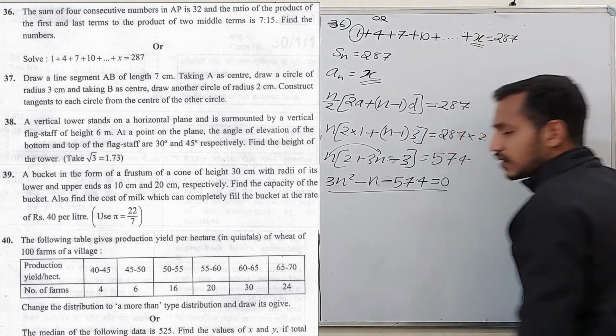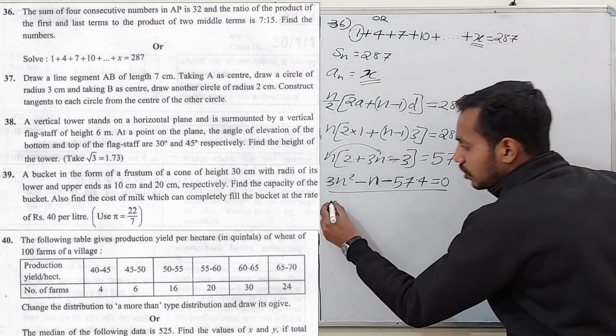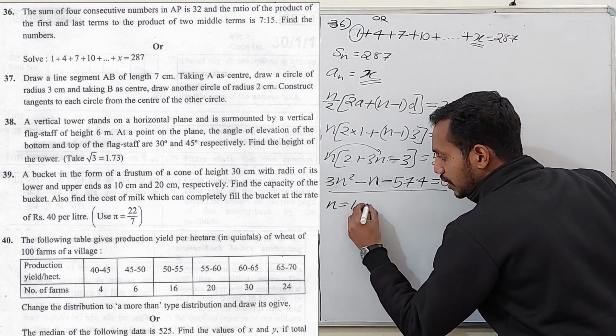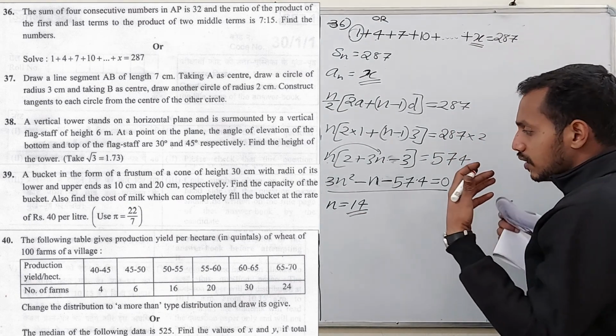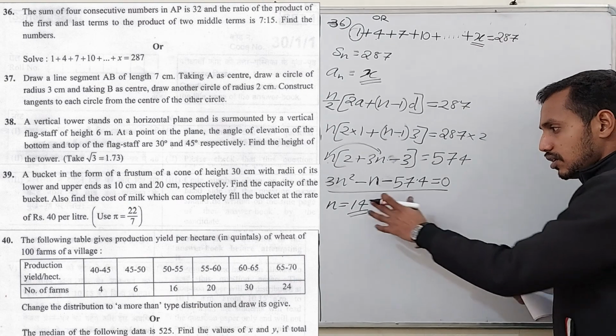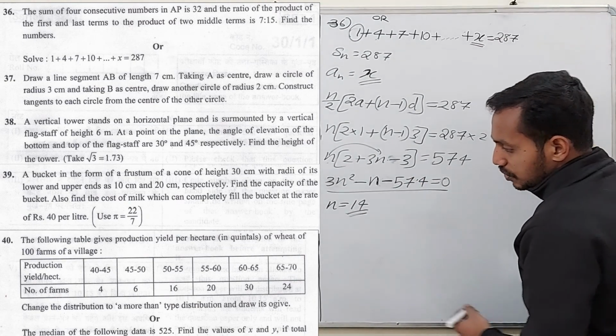Now we have got a quadratic equation in terms of n. Solve this quadratic equation, we will get the value of n by any appropriate method, that is either the quadratic formula or factorization. So n is equal to 14. I am not going to discuss how to find the solution of a quadratic equation.